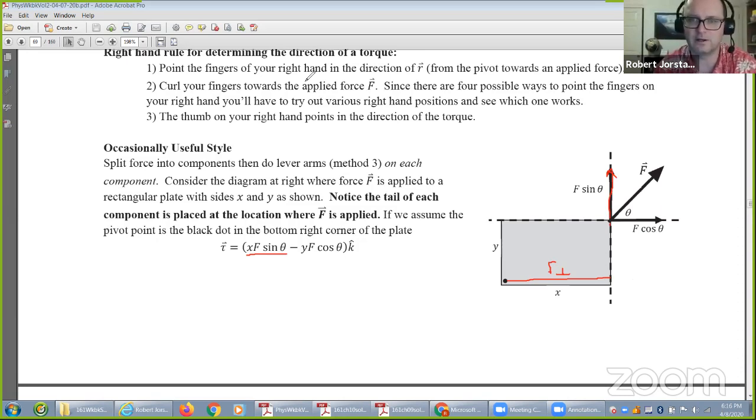Now, if I do the blue one, notice this one would tend to twist it the other way. Think about which way this blue force would twist it. It would twist it clockwise. That's a negative k hat. The red one would tend to twist it counterclockwise. That's positive k hat. So now you know why this one here has the minus sign.